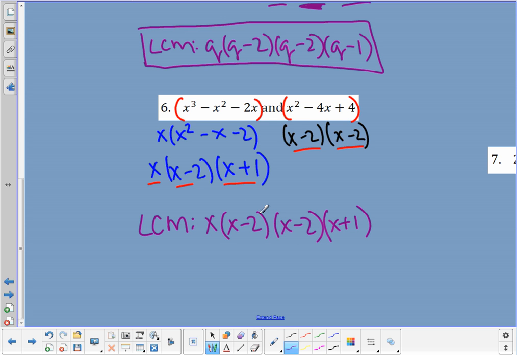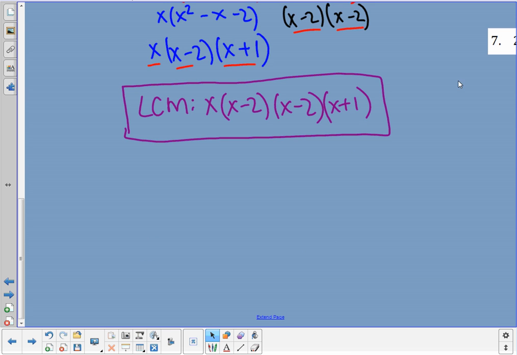Could I divide this LCM by that one? Yes, I could, because I have the two factors of x minus 2. Could I divide the LCM by this one? Yes, I could, because I have a factor of x, I have an x minus 2, and I have an x plus 1. That's the least common multiple, and there it is.